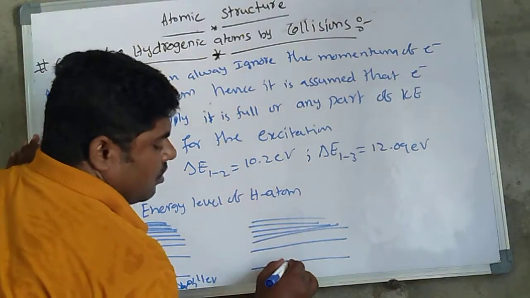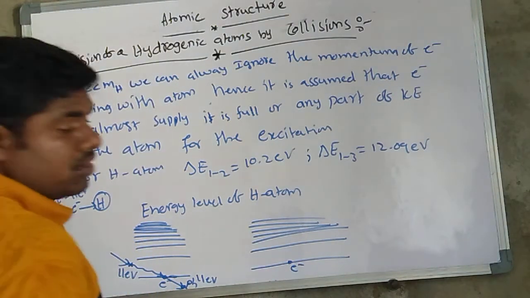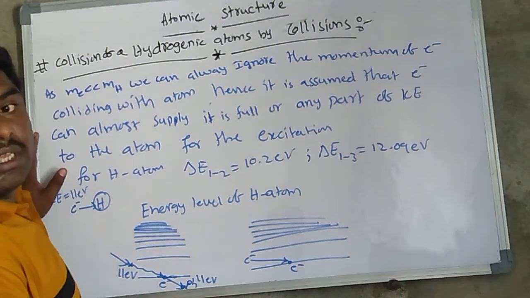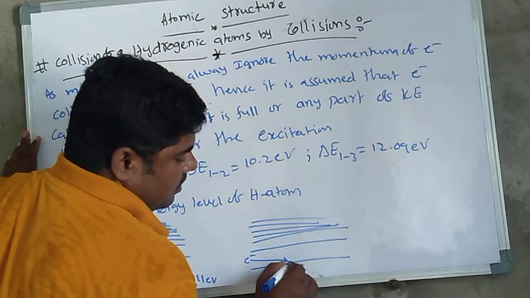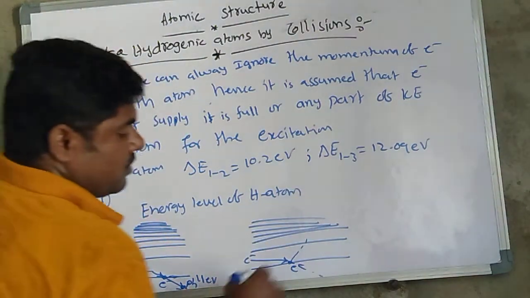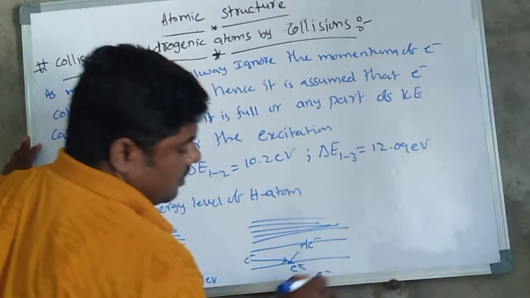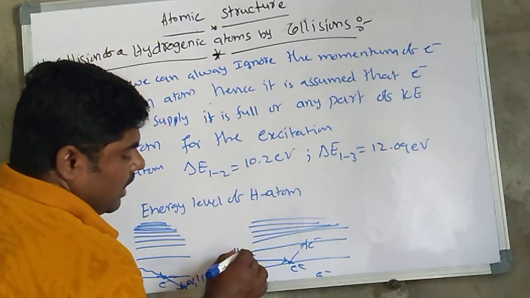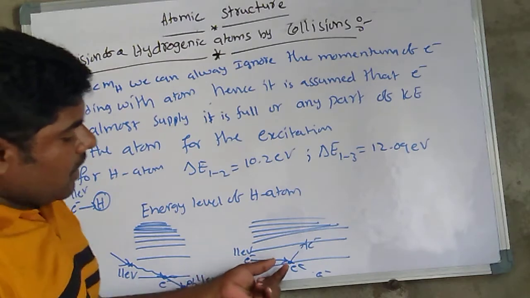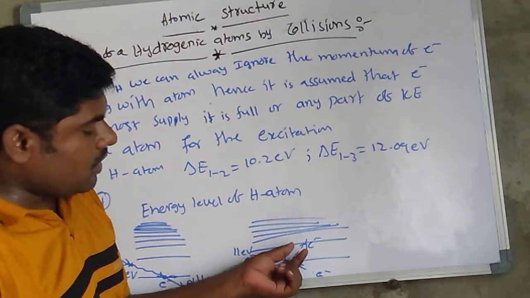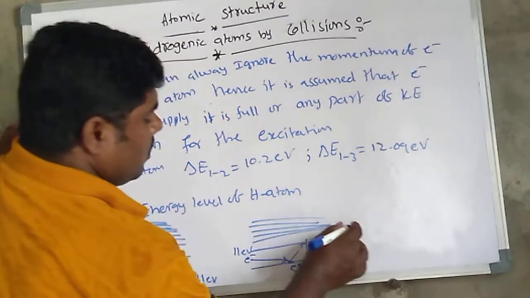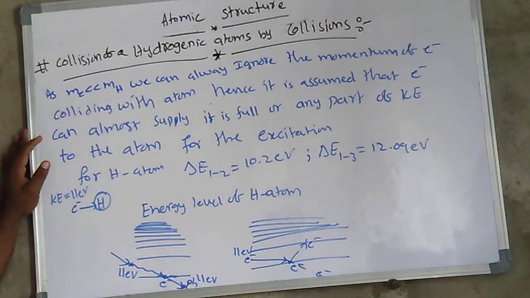So here the electron is bombarded with, or incident on, this electron. This electron may take this path, or this path, or this path while colliding. One electron is moving in this direction, another electron in this direction. So here I am going to give 11 electron volt energy. If this electron moves from the lower energy state n equal to 1 to the higher energy state n equal to 2, it needs 10.2.